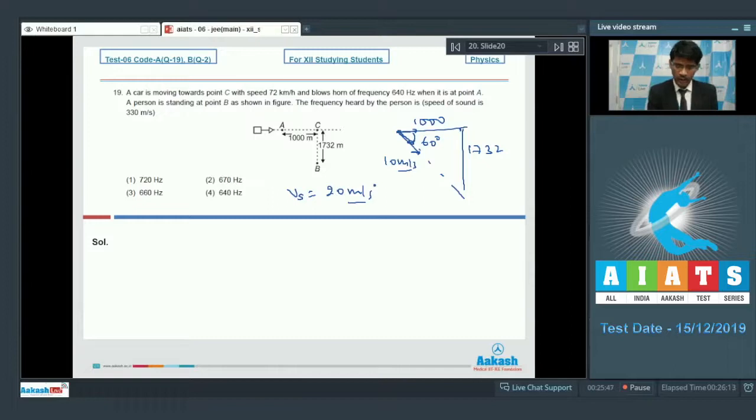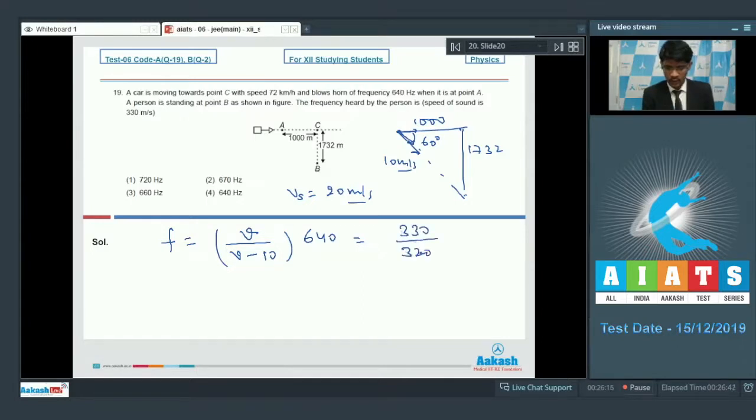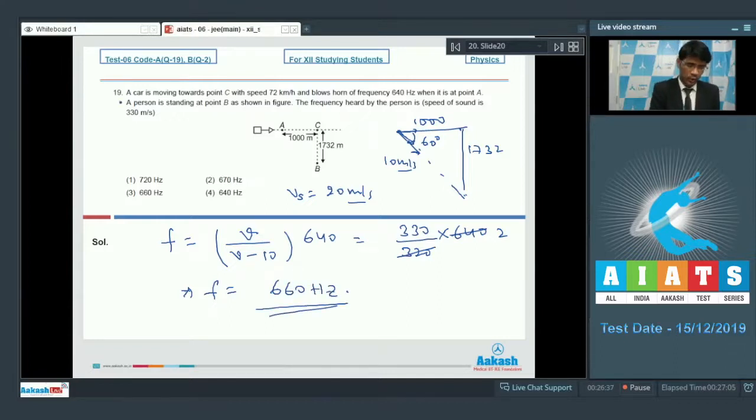Now the frequency heard by this person B is f. f will be equal to V divided by (V minus 10) into f naught, that is 640. V was how much? 330. So this one will cancel out, and we are getting f equal to 660 Hertz. So for question number 19, we are getting option 3 as the correct answer. Now we shall proceed to the next question, that is question number 20.